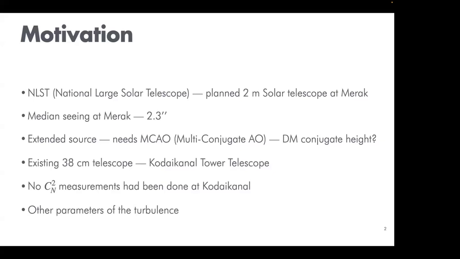this telescope is not built yet. So we mostly worked with a 38 centimeter telescope at the Kodaikanal Observatory. And there had been no CN square measurements at Kodaikanal until then. So the goal was to basically get CN square measurements and also other parameters of the turbulence itself.